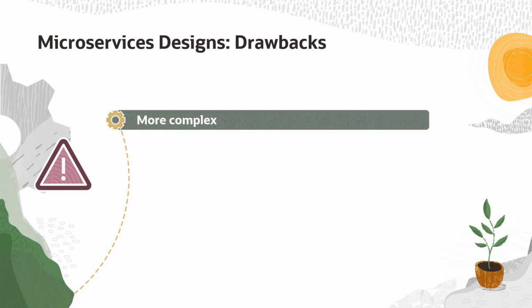Microservices designs are more complex. Communication between services can be complex at times. An application can include dozens or even hundreds of different services, and they all need to communicate securely.